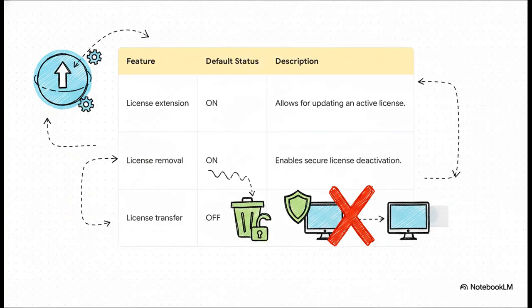Now take a look at the defaults here, because this is important. You'll see that license extension and removal are already switched on, but notice license transfer is off. That's done on purpose. It's a security-first approach, meaning you have to actively choose to let your users move their licenses. You're in complete control from the get-go.